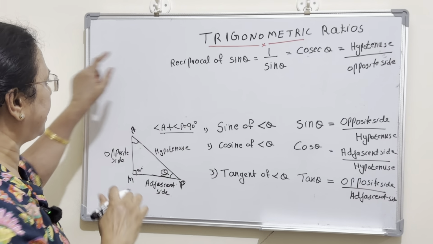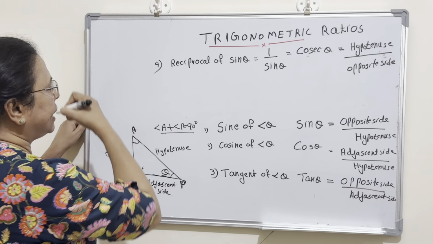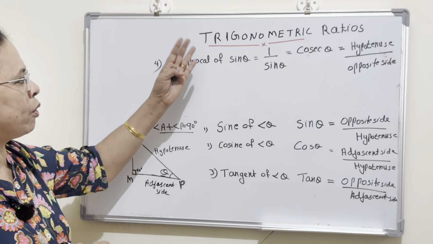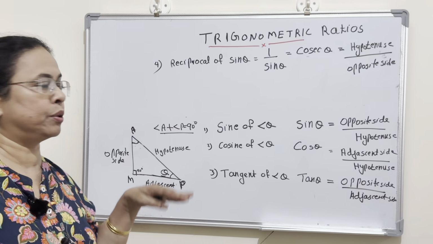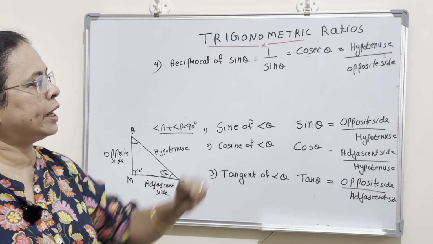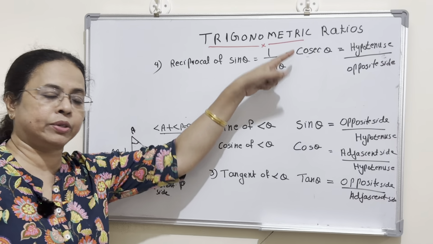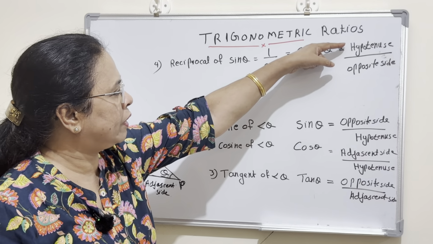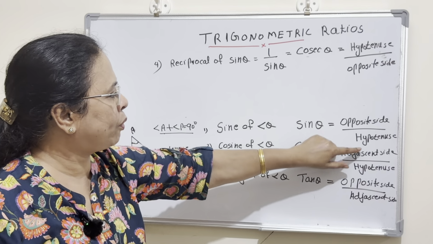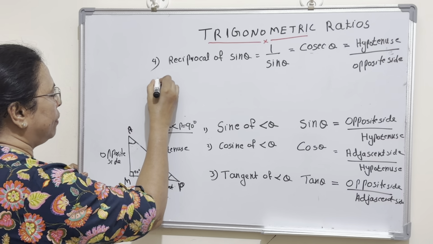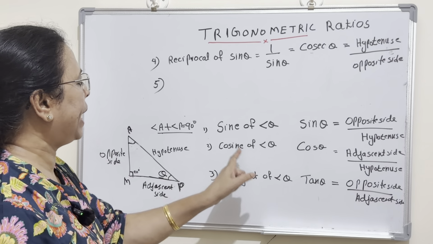That is the fourth ratio. Let me write here, fourth ratio. Actually the reciprocals of the first three ratios are the next three ratios. So the reciprocal of sine theta is the fourth one, cosecant of angle theta, shortly cosec theta. The hypotenuse will go in the numerator, the opposite side will come in the denominator. The next one, the fifth one, is related to cosine of angle theta.